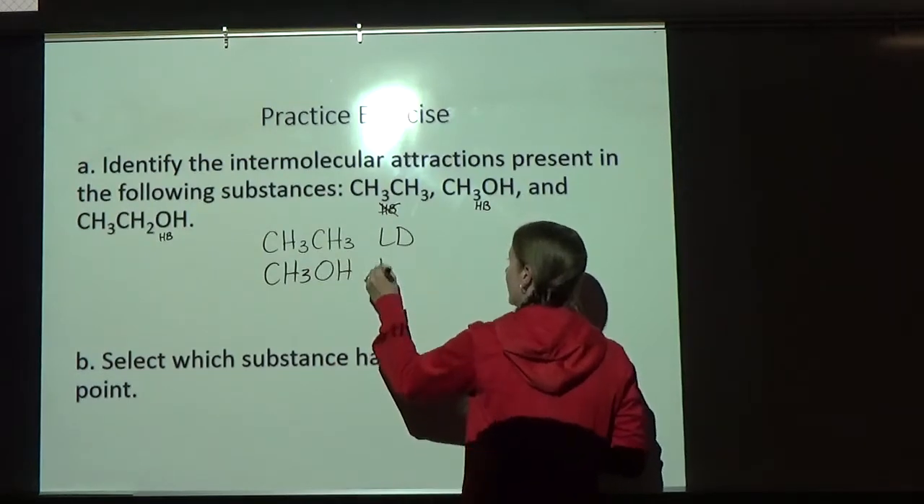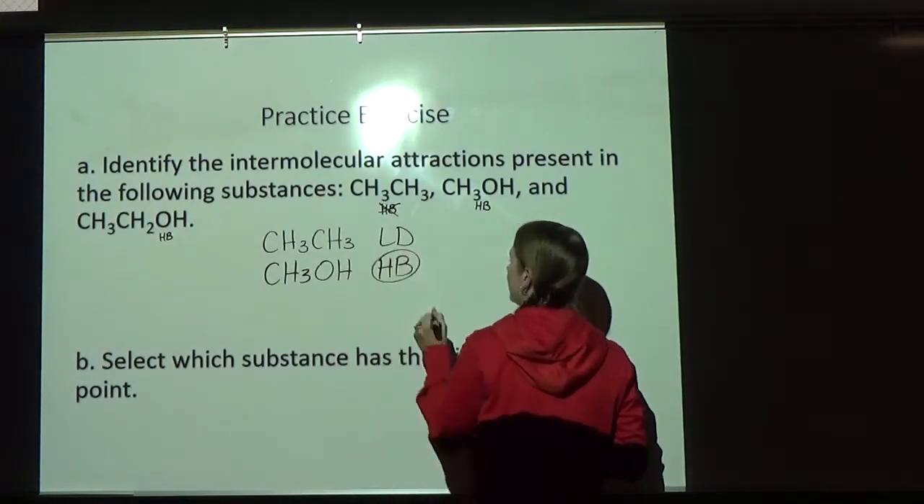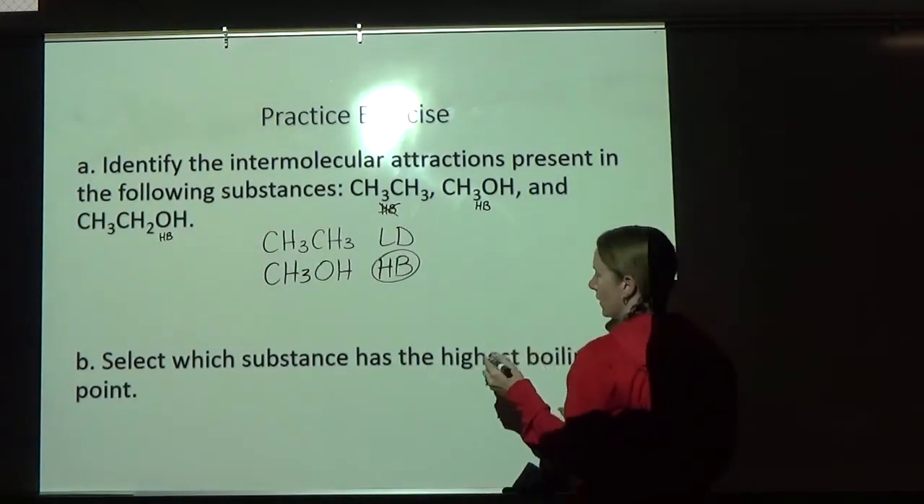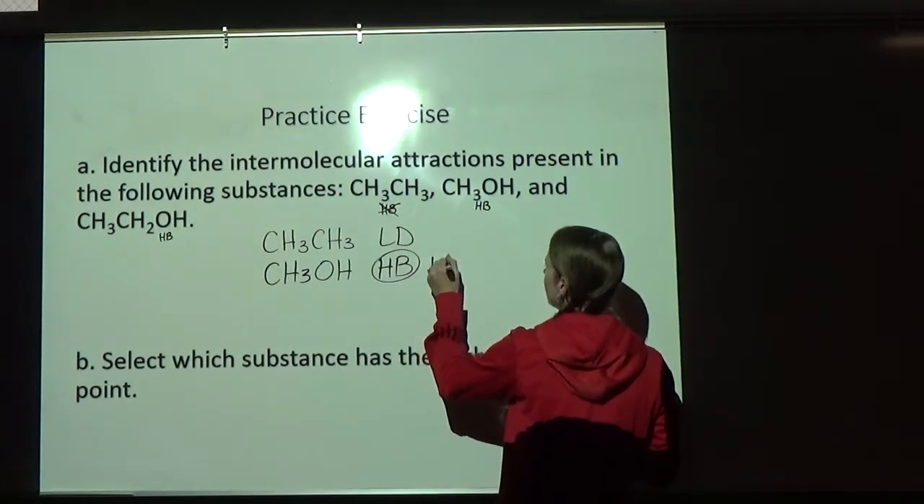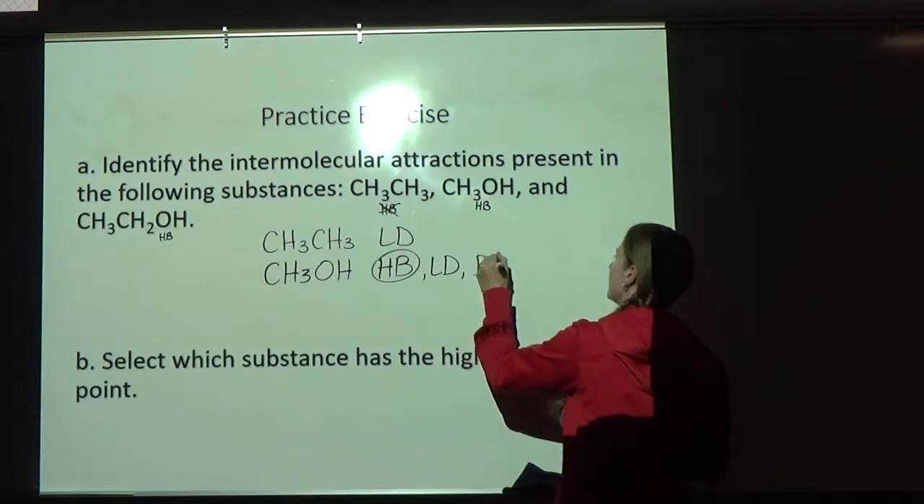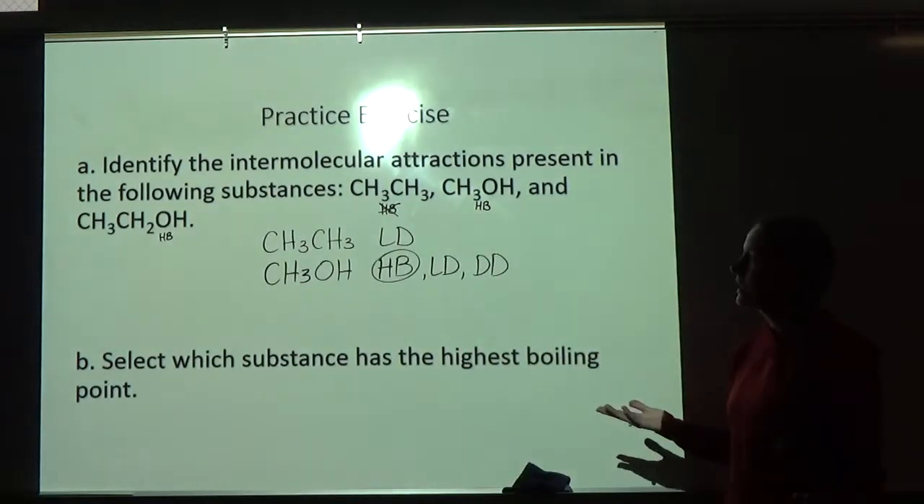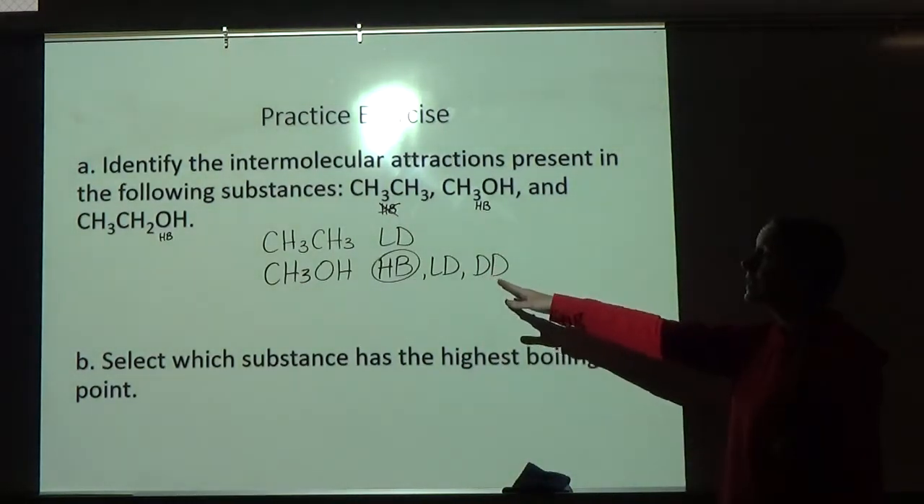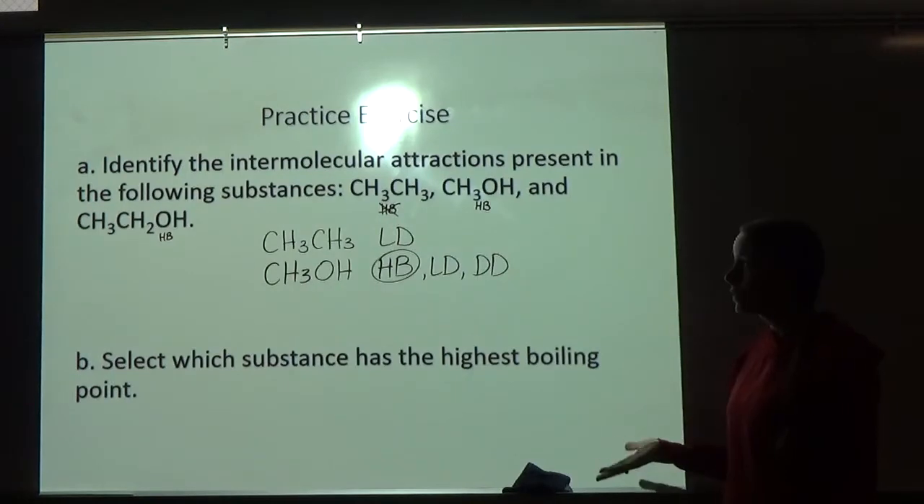So if it has hydrogen bonding, I'm just going to circle that because that would, of course, be the most important one. It still technically has London dispersion because all molecules have London dispersion. And then technically it has dipole-dipole attractions too. Okay, but hydrogen bonding would just be the most important of those.